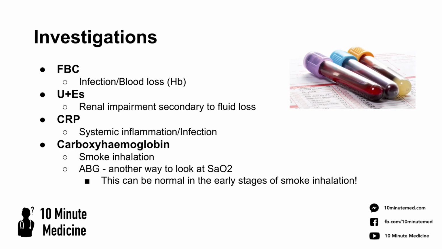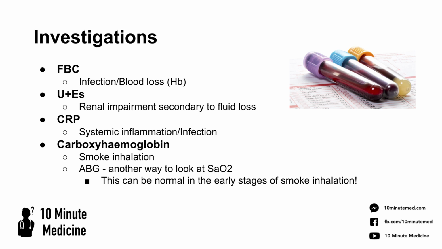healing. So investigations-wise, always focus on the basics. We want a full set of bloods, and we've listed here briefly the key things that you're looking for in each different form. So you're looking at infection and blood loss. For the fluid loss, you're looking at the U's and E's. CRP will again signify any systemic inflammation and might be slow to rise initially.